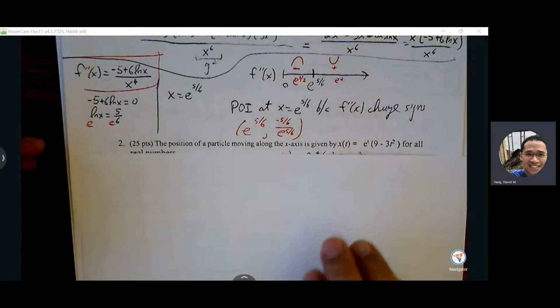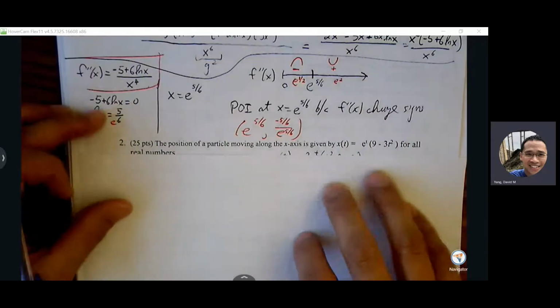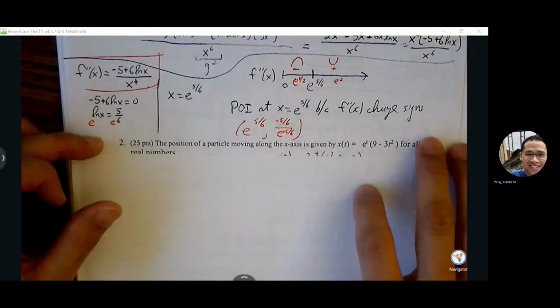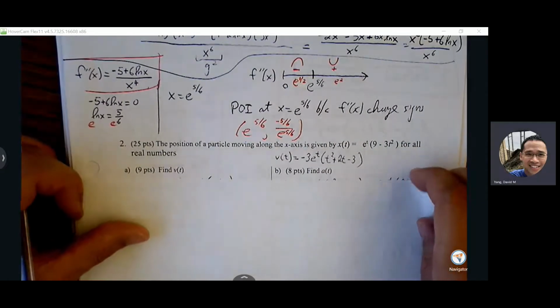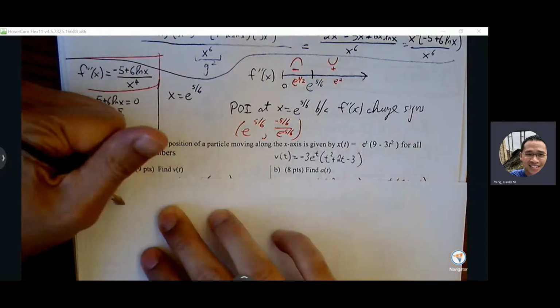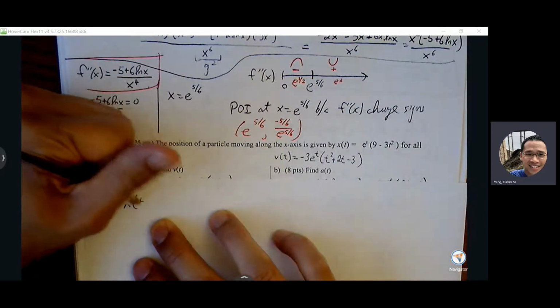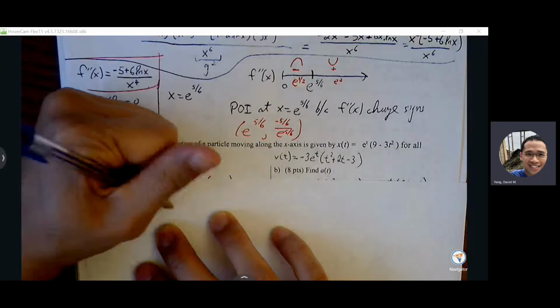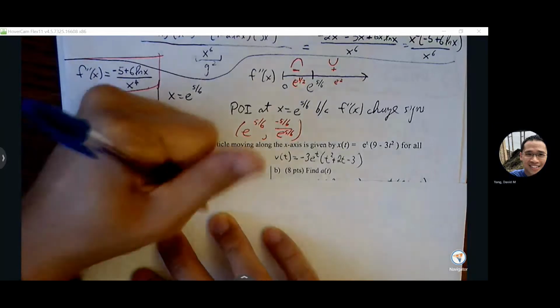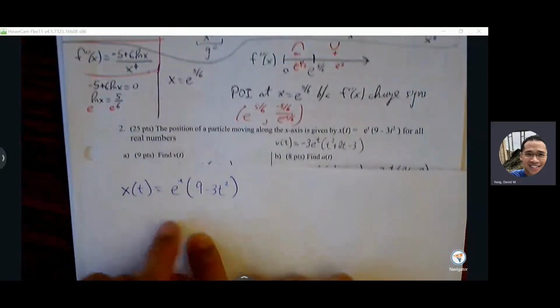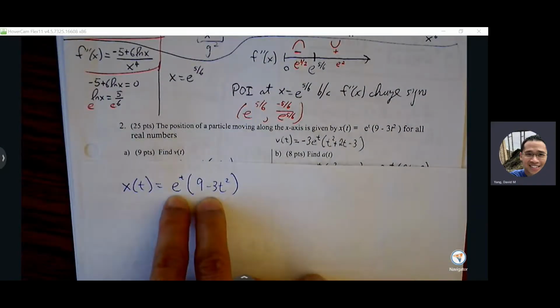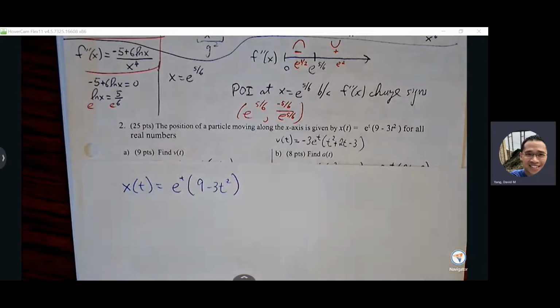Okay, number 2, position of the particle moving along the axis given by x of t. So it says find v of t. Okay, so we want to go from position to velocity. We have to go through derivative. So hopefully we can recognize the fact that there are 2 distinct terms here, separated by the parentheses. So we're going to go through product rule.